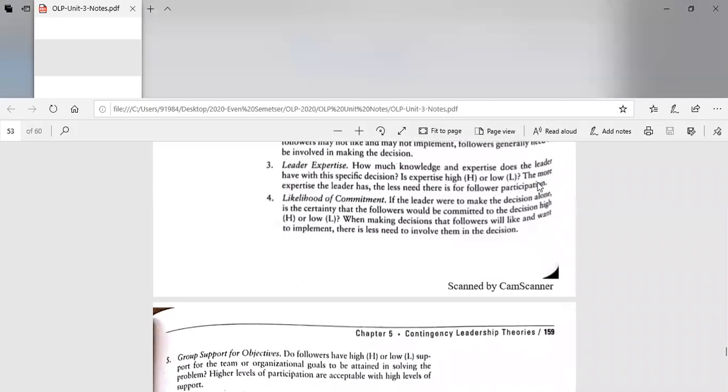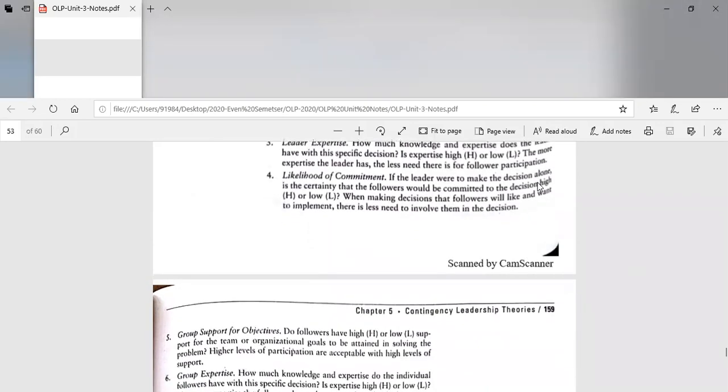So the likelihood of commitment here, if the leader were to make a decision alone, is whether the followers would be committed to the decision. How likely is the commitment of the followers, whether high or low? When making decisions that followers will like and want to implement, there is less need to involve them in the decision. So what is their interest level here? Likelihood here means the interest or consent they show towards the implementation of a decision, whether high or low.